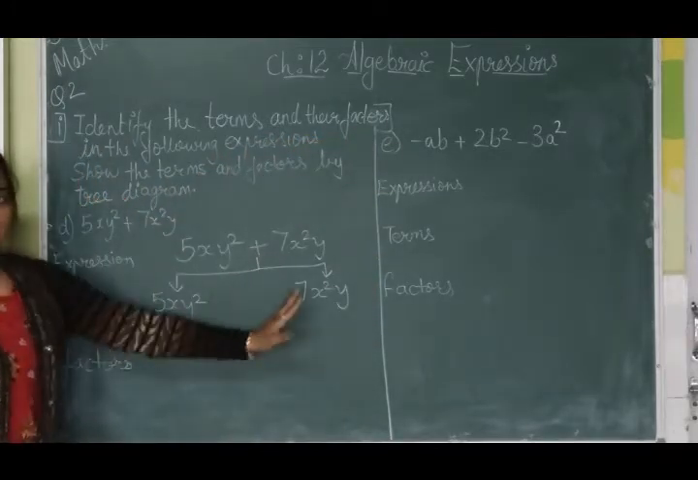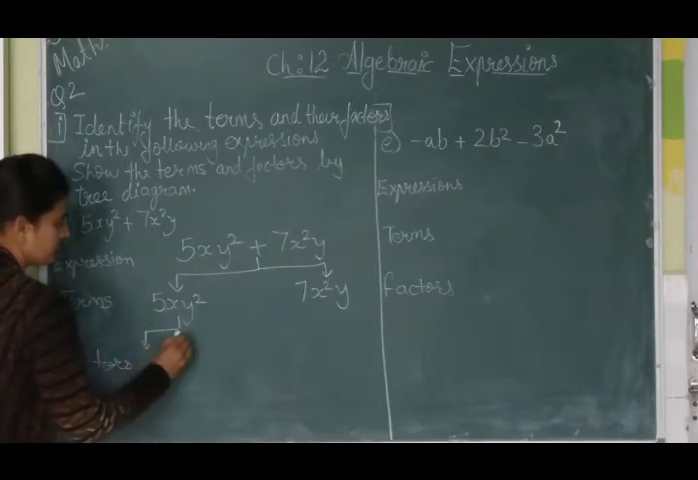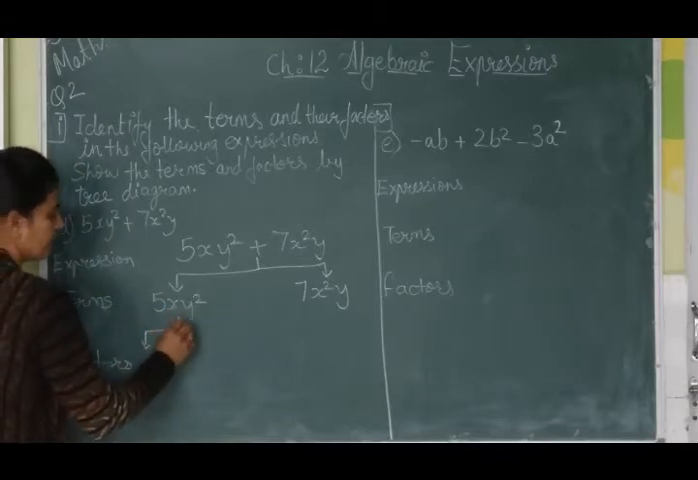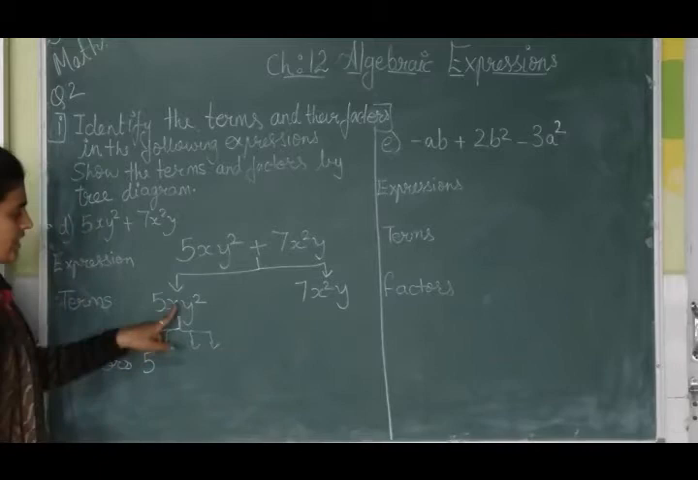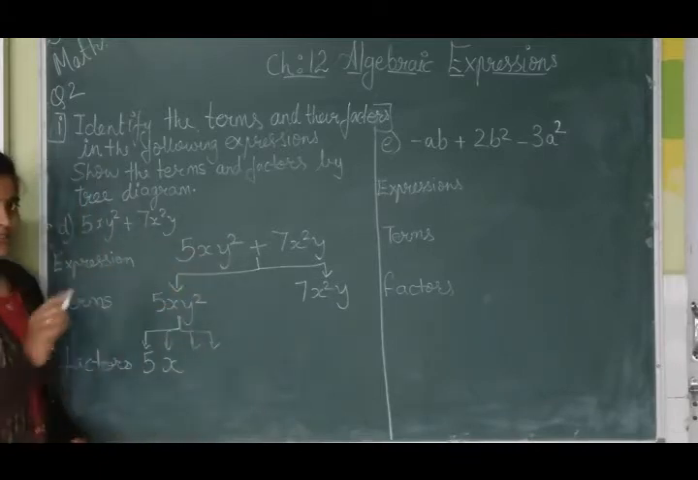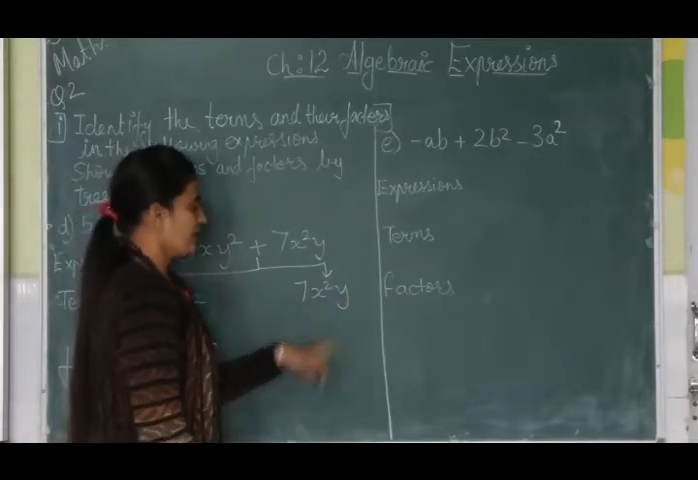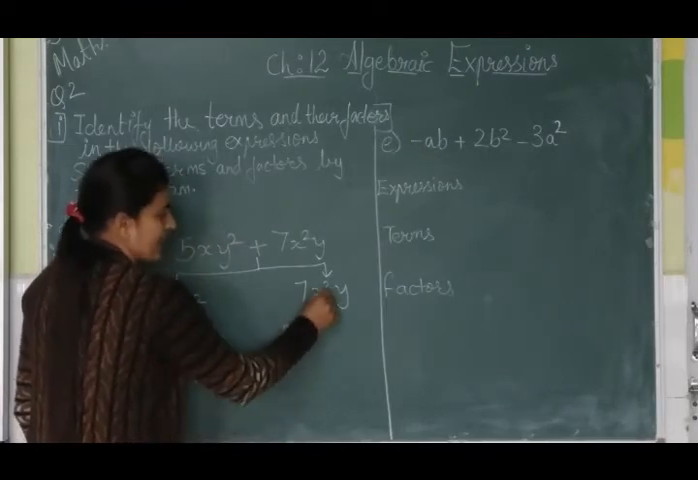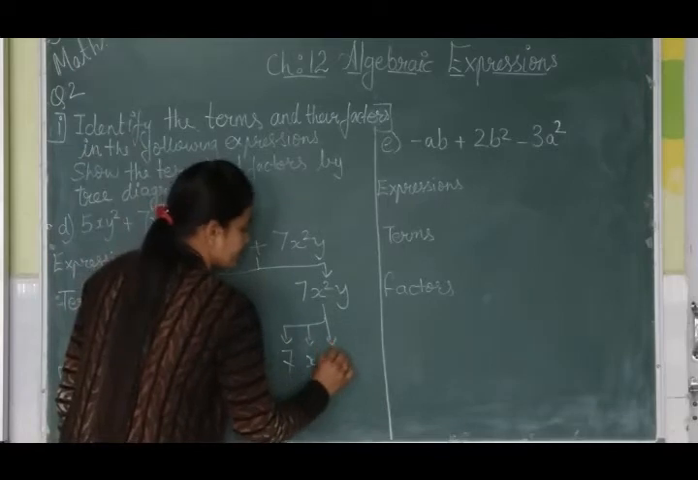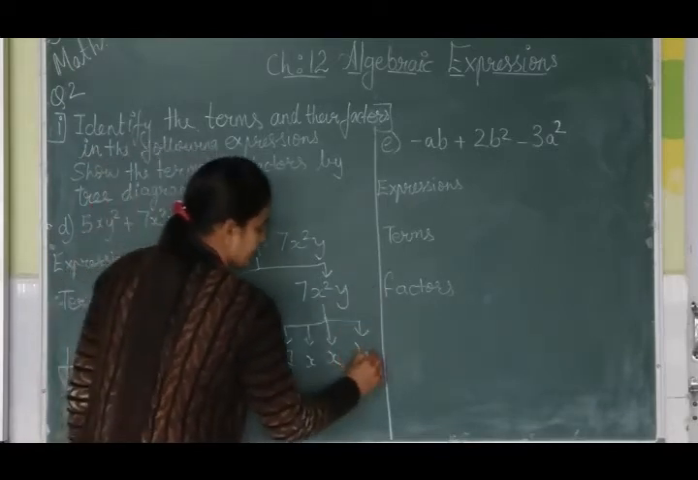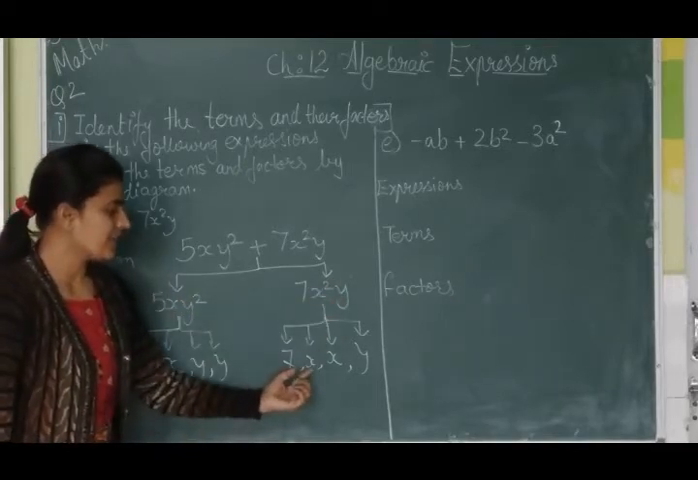So factors of each term we will write down. The factors of the first term, 5xy square: how many factors? 1, 2, 3 and 4 will be there. So first 5. Next is x. y square, that means y will be 2 times, y and y. Okay, next for 7x square y, first will be 7, next is x. x square, that means x, and another x. After that, last is y. So these are the factors: 5, x, y, y for 5xy square. For 7x square y, the factors are 7, x, x, y.